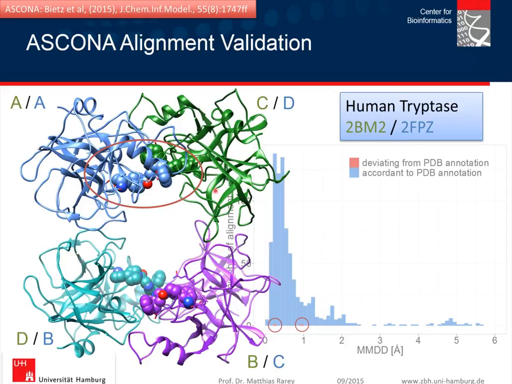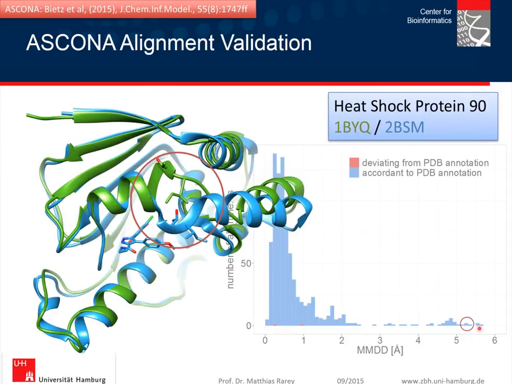So this was the one case we found, but you have to consider that we have this PDB annotation only in half of the cases. In all other cases, we do not have this available, and we use this here only for validation. So here's the one case which I wanted to show you as an example for strong deviation, to show you that these very difficult cases can be correctly aligned.